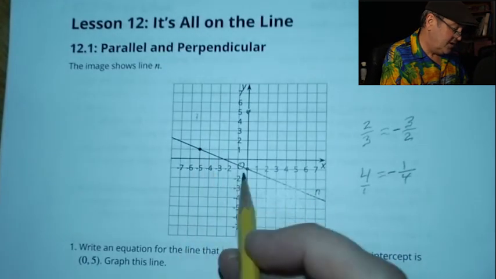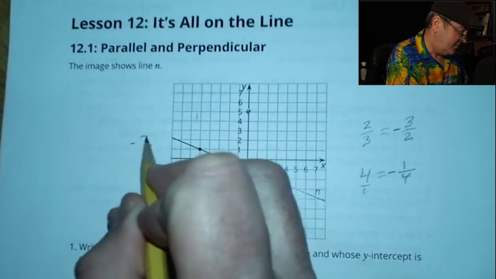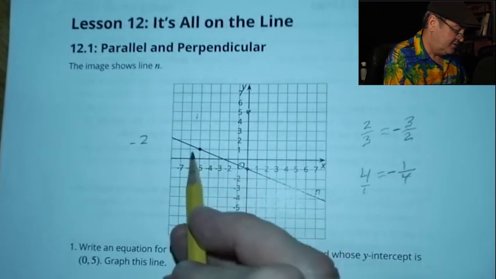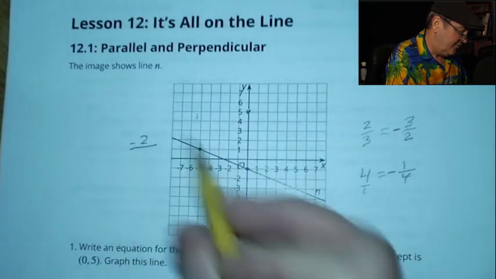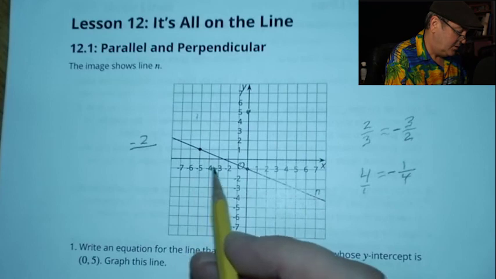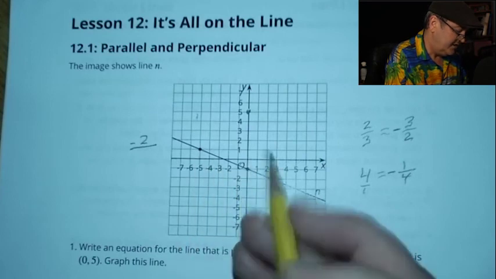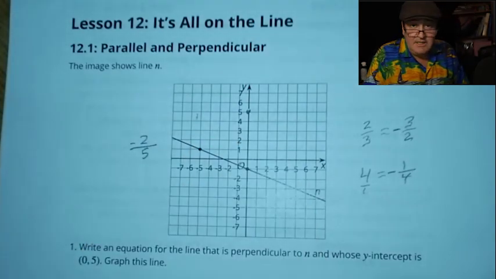Rise over run, right? If it's on a graph. So our rise is actually down 2. That's how much it rose from this point to this point, using 2 points that we crossed through. So -2 over, what's the run? 1, 2, 3, 4, 5, because it goes from -5 to 0. So our slope of n that they gave us is -2/5.